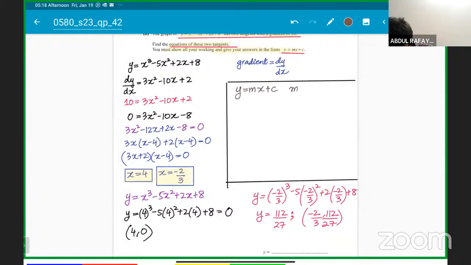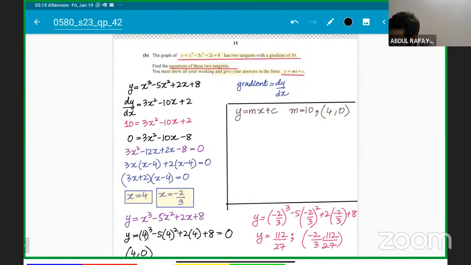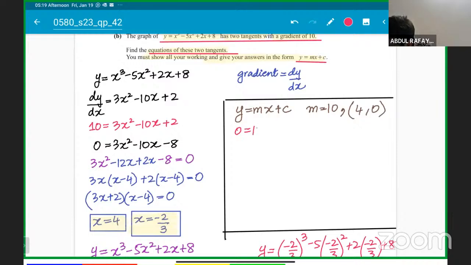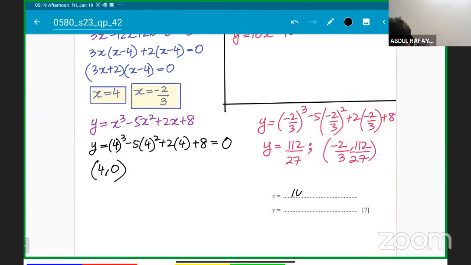Write it down. The gradient is 10. The gradient is already given, and the coordinates are (4, 0). When y is 0, x is 4. So it will be simple: 0 = 10 times 4 plus c, so c is minus 40. So your equation is y = 10x - 40. Make sure you get the full marks by writing down the first equation, 10x - 40.